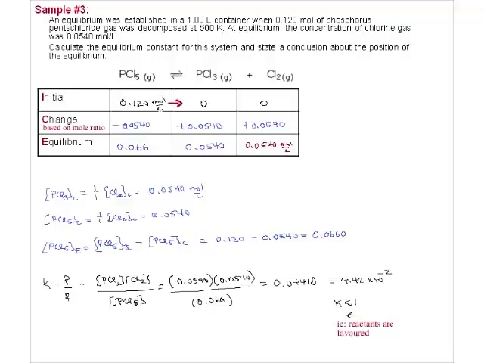3 significant digits here. So we would round the 8 up to a 2, and we get 10 to the negative 2. K is less than 1, so the reactants should be favored. Okay, reactants are favored. K is less than 1, so reactants are favored. There we go.